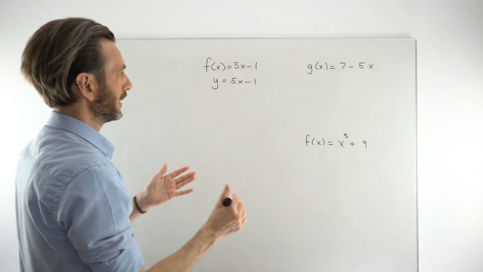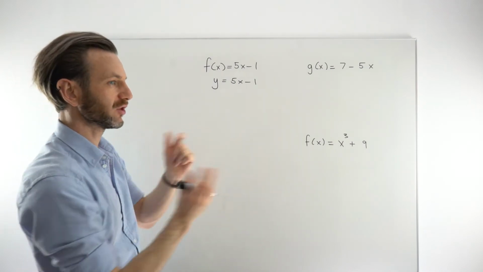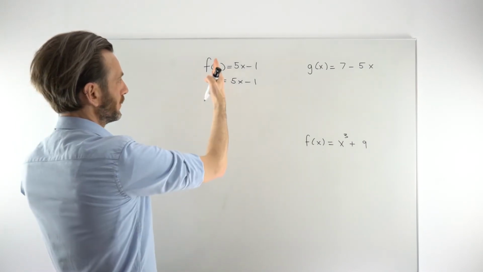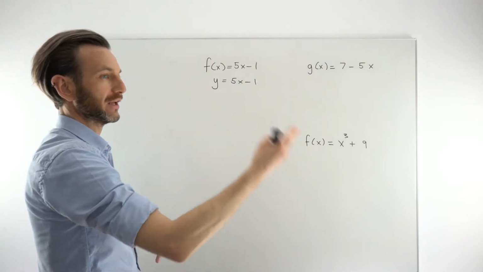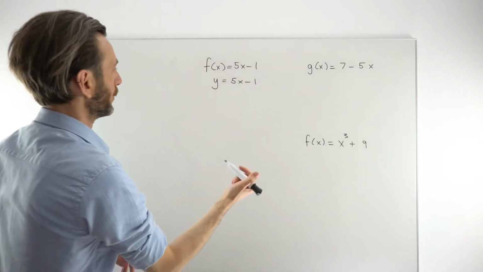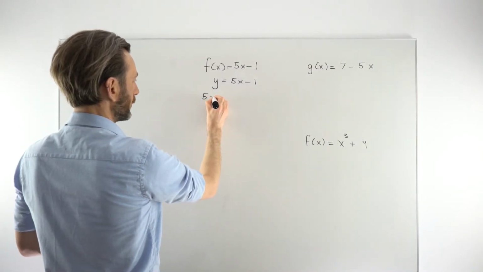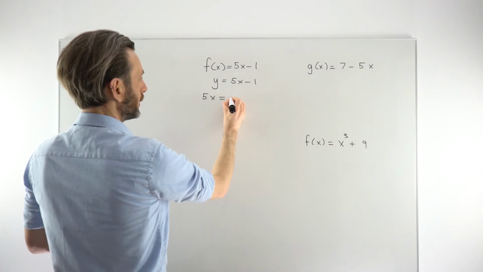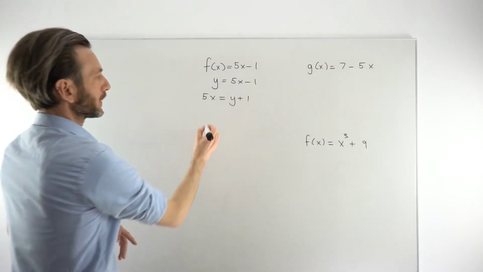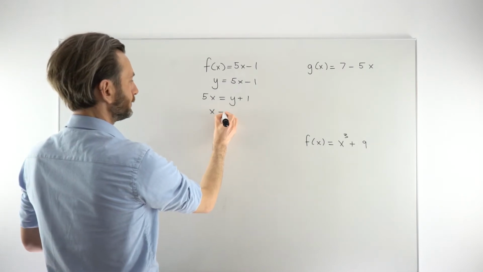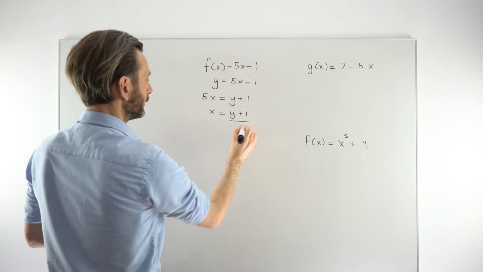Because if you think about it, the inverse is reversing what the function is doing, going from an x to a y value by making it a y to an x value. So you're basically just swapping around the variables. To rearrange that one is fairly straightforward in terms of the algebra. So you would get 5x equals y plus 1, and then just dividing by 5, y plus 1 over 5.